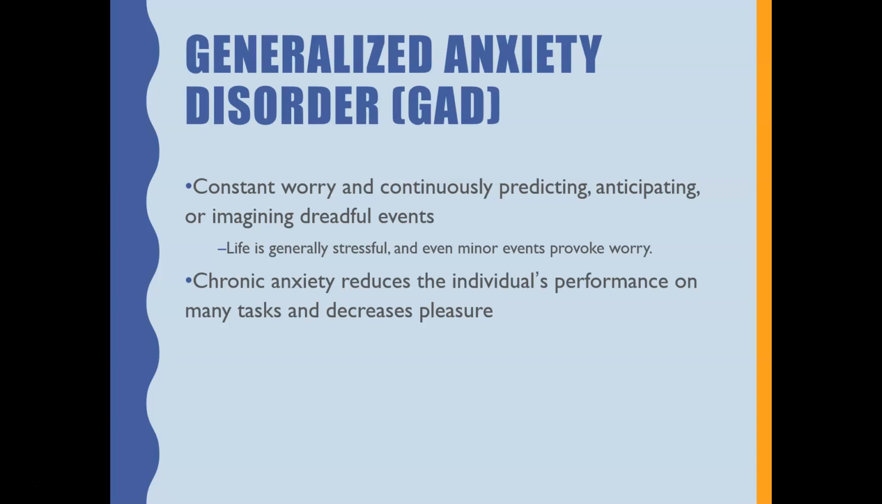Everything provokes anxiety. And this chronic anxiety will reduce the individual's performance on many tasks. It decreases pleasure. And with GAD, some of this does seem to be due to how somebody is wired. If you're the kind of person that is prone to overthinking or overanalyzing or prone to ruminating, or you're the kind of person that information gathers to help solve problems. So if you have a problem, you like to information gather and collect information to figure out what to do. Some of this is very much a pattern of thinking and a pattern of wiring.